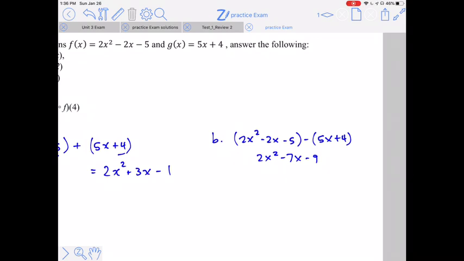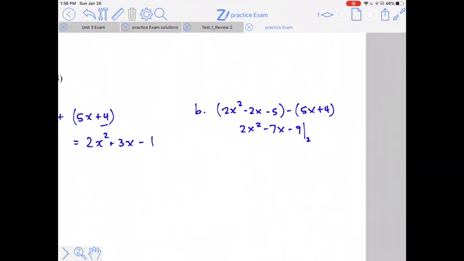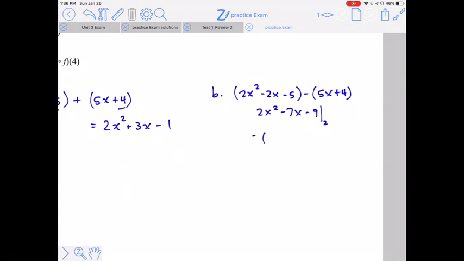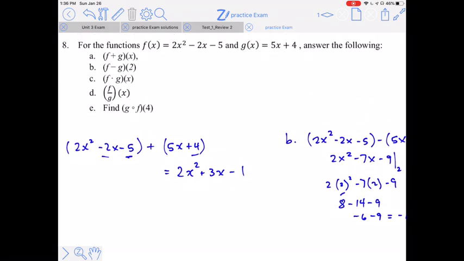So this is f minus g. If we evaluate now this when x equals 2, then we would get 2 times 2 squared minus 7 times 2 minus 9. So here 2 squared is 4, 4 times 2 is 8, 8 minus 14 minus 9. 8 minus 14, that's negative 6 minus 9, it's negative 15.